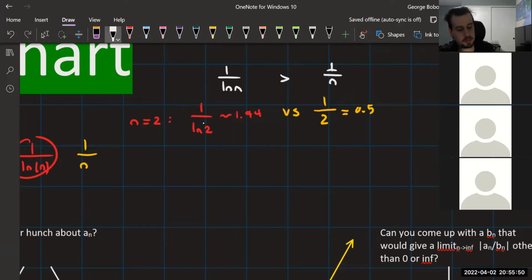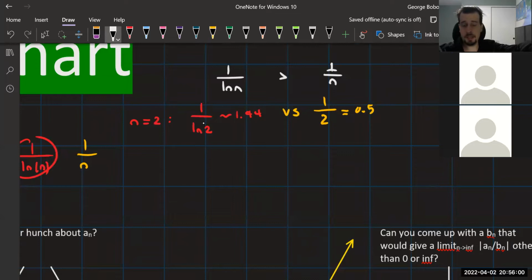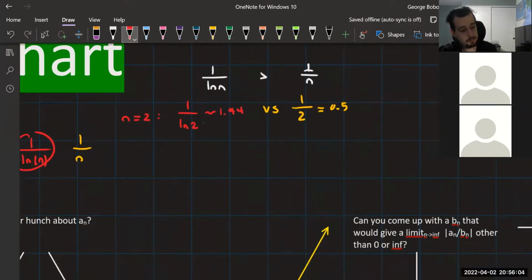Now, you'll say, I'm not convinced. I would like more. Yeah, you can do more. I encourage you to try more points to make sure that this holds for all n, that I didn't just pick an n that just works. So let's try 1,000.